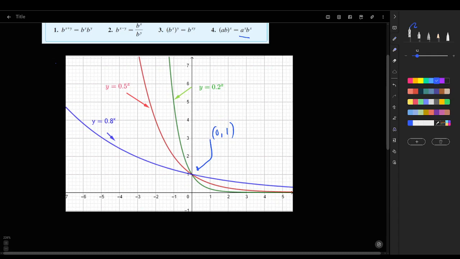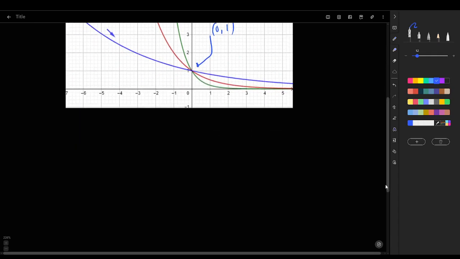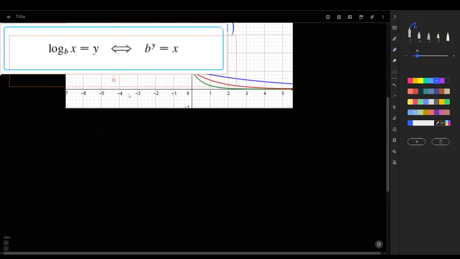So logarithmic functions, as we know, are related to exponential functions, no? As I've said, this is all about inverse functions, and the inverse of the exponential functions is what we call the logarithmic functions. So we could say this here.